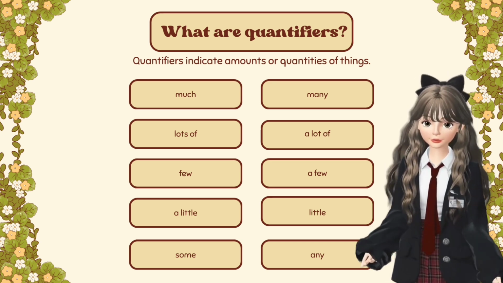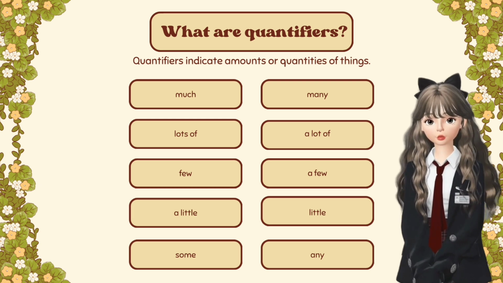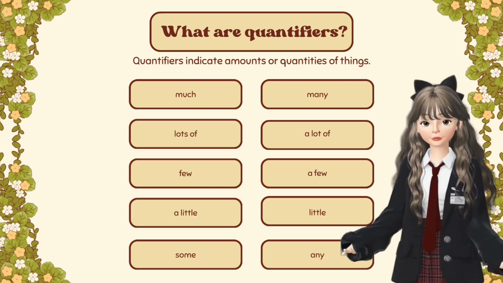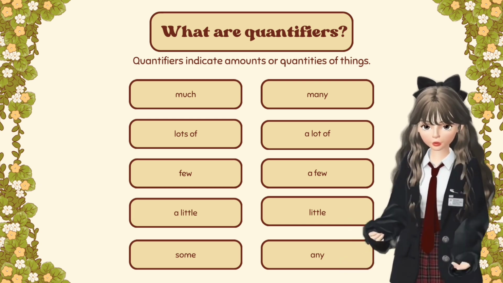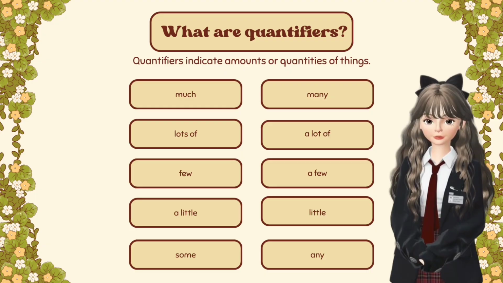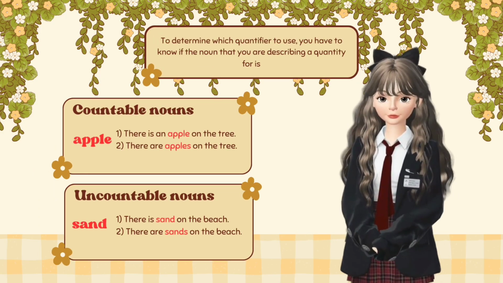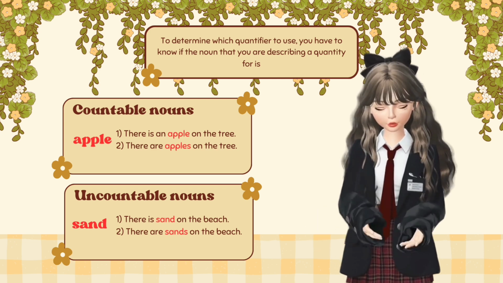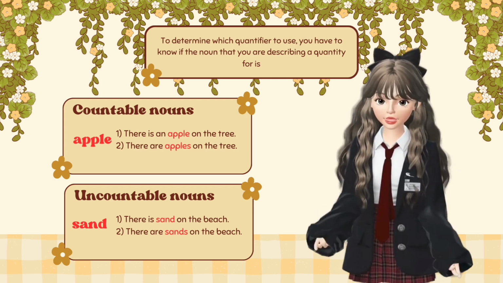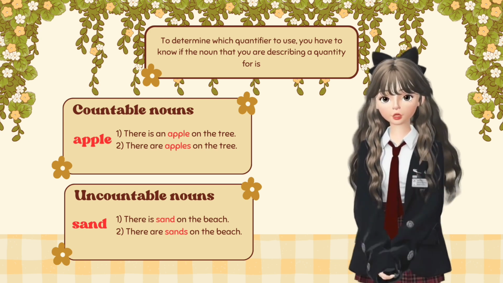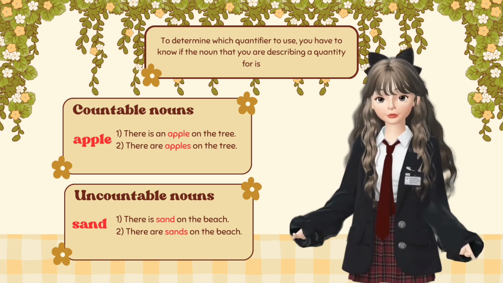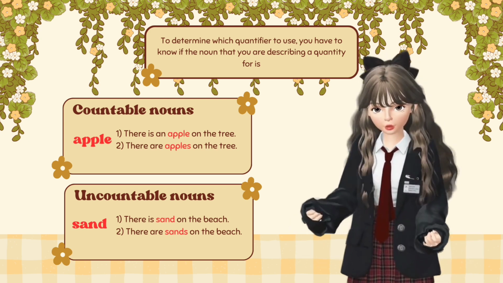But before I get to the quantifiers, I had to talk about countable and uncountable nouns. I discussed what a countable and uncountable noun is. And to determine which quantifiers to use, you have to know if the noun that you are describing a quantity for is a countable noun or an uncountable noun. Let's look at the first examples.